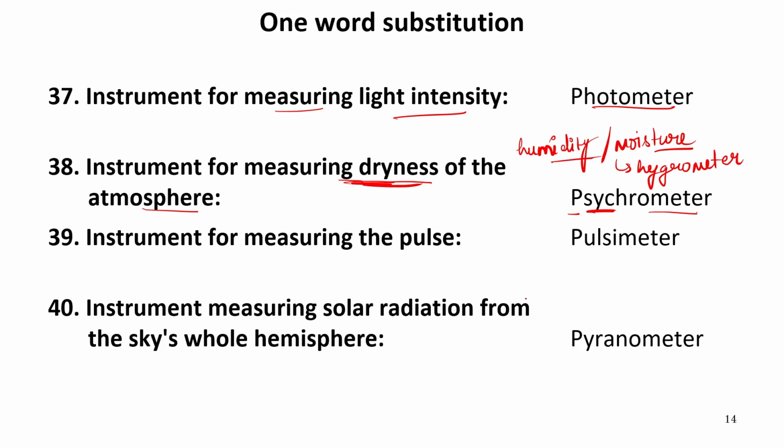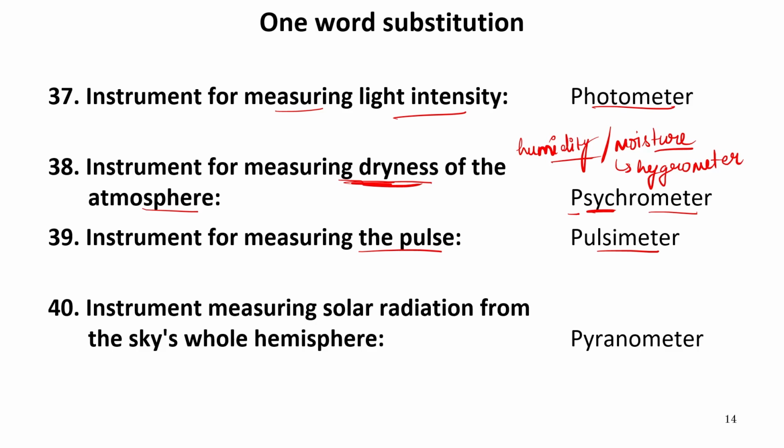So in this, we can see that there are different words for these instruments. If the instrument is used to measure dryness of the atmosphere, it is known as psychrometer, or if it is used to measure the moisture of the atmosphere, that is known as hygrometer. So both the words are different from each other. Now, instrument for measuring the pulse. This is known as pulsimeter. Now, you must have also heard a word about oximeter. So, oximeter is also used to calculate the pulses in a patient. So, instrument for measuring the pulse, that is also known as pulsimeter and oximeter.